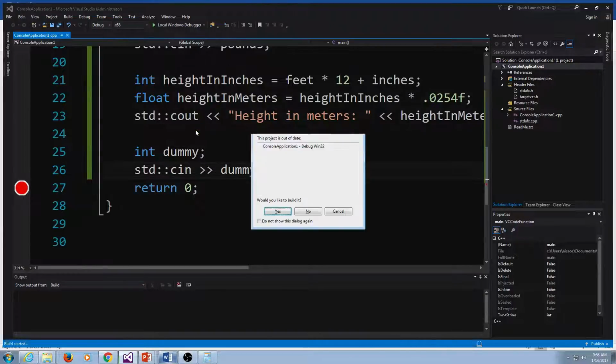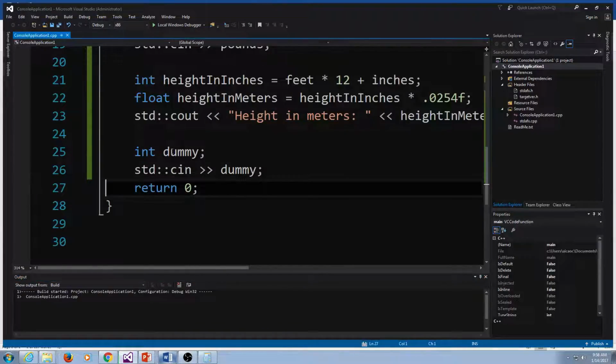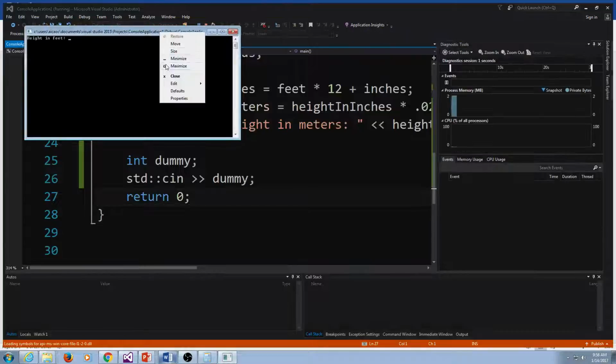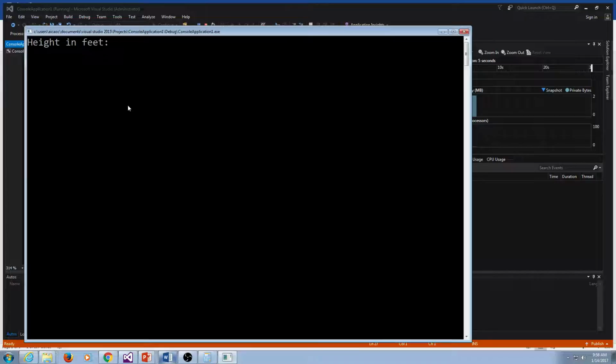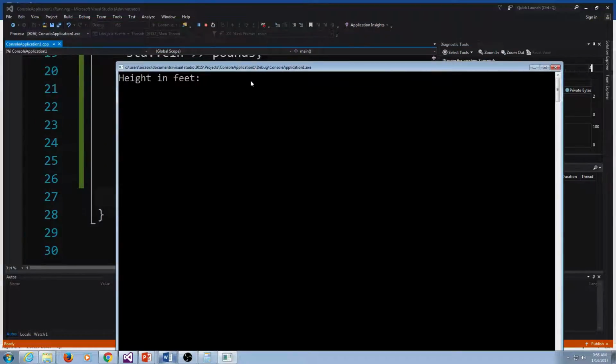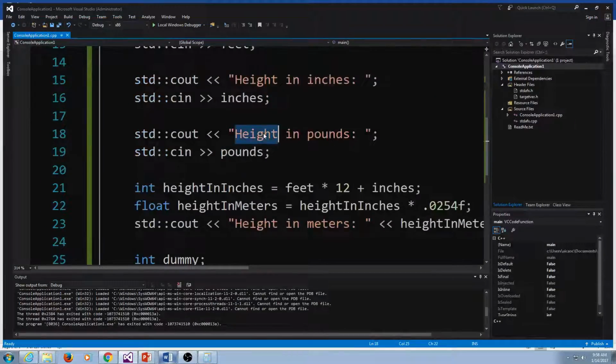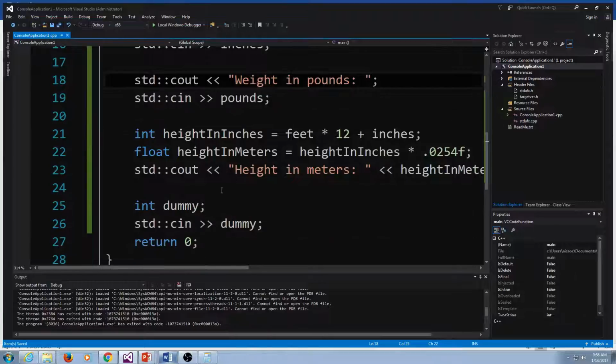So let me run this program here. Height in pounds. That's not correct. So my height in meters is 1.8, which seems about reasonable. And now I know that also I didn't do this. Should be weight in pounds. So I have my height in meters.